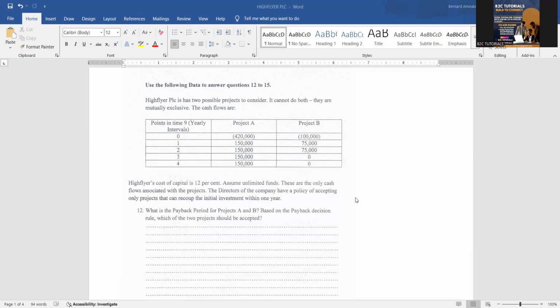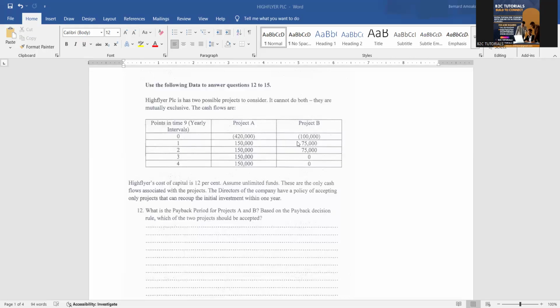Point in time, yearly intervals. Then we have project A, project B. So the number of years start from 0 to 4. For project A, we would spend 420 cedis or whatsoever currency as our investment. And then for project B, we'll be spending 100 cedis for that project. If they were mutually inclusive, we would have been spending the same amount of money to undertake the project. But because they are exclusive and different projects, we are looking at different amounts of money to invest. So these are the cash flows that are expected to come in.